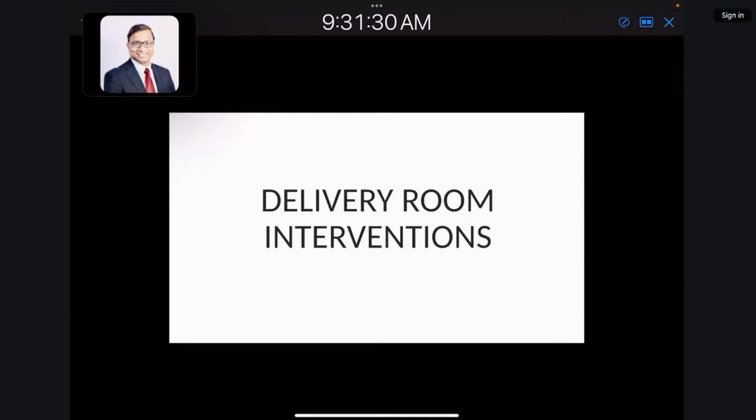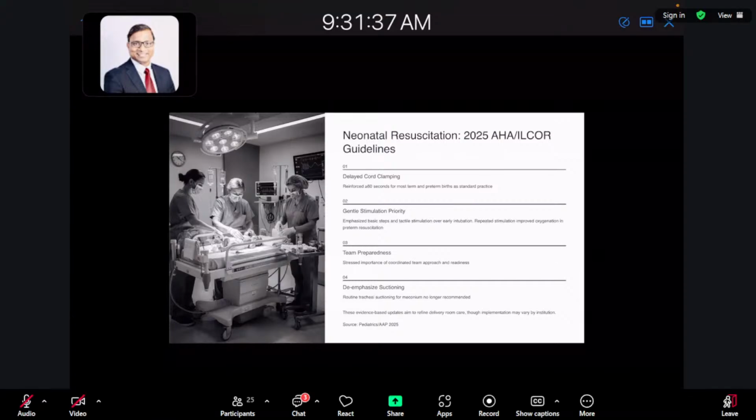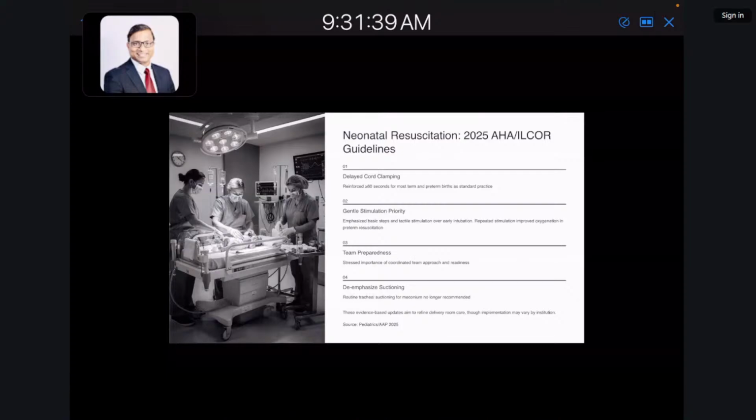So coming to the delivery room interventions. The 2025 American Heart Association and International Liaison Committee on Resuscitation guidelines emphasize delayed cord clamping for at least 60 seconds for most term and preterm infants. Also, a priority on gentle stimulation before invasive interventions, strong team preparedness, and de-emphasis on routine tracheal suction for meconium. These updates aim to optimize early cardiovascular and respiratory transition.